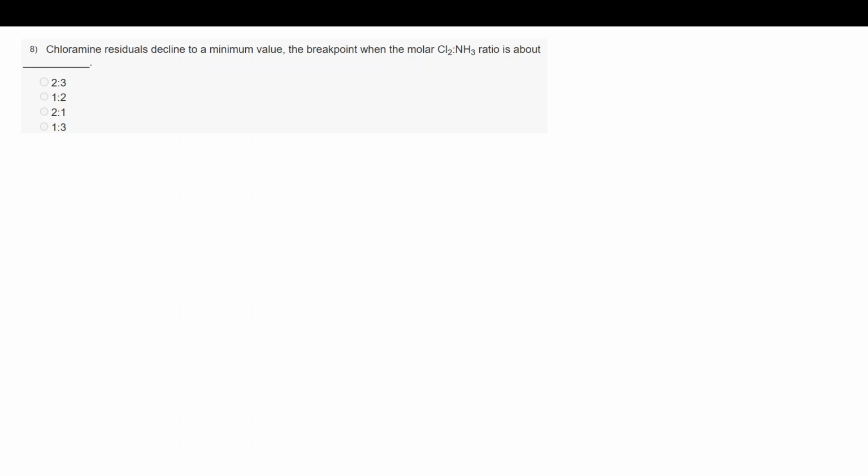The next question is: chloramine residue declines to a minimum value at the break point when the molar Cl2 to NH3 ratio is about 2 is to 1. So at the break point, with Cl2 to NH3 at 2 is to 1, you will have minimum chloramine residue, and after that only chlorine will be present.